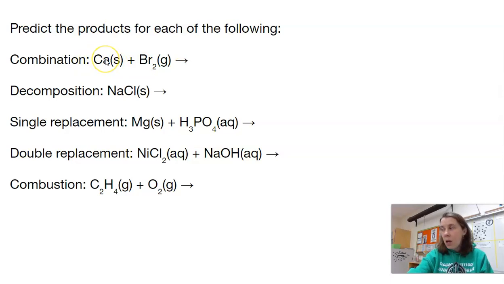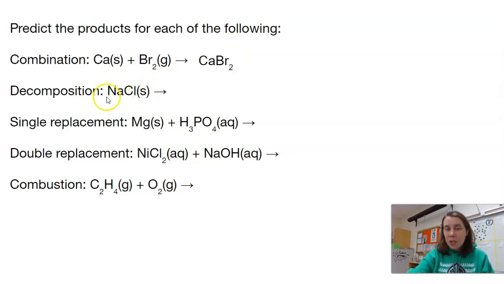So Ca, you'll have to look at your periodic table. It's in column 2A, so it's going to have a positive 2 charge. And bromine will have a negative 1 charge. So we're going to need 2 bromines to make this a neutral compound. So in this particular case, the subscript of the 2 from the Br carried over, but it won't always, okay? So you need to check the charges and make sure that you've made a neutral compound as your product.